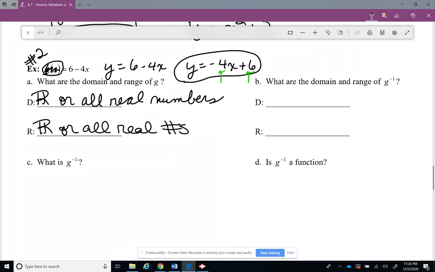Okay? Now, what are the domain and range of g inverse? Okay, well, all we got to do is switch those. Well, that's going to be easy. All real numbers and all real numbers. It's very easy. All right.